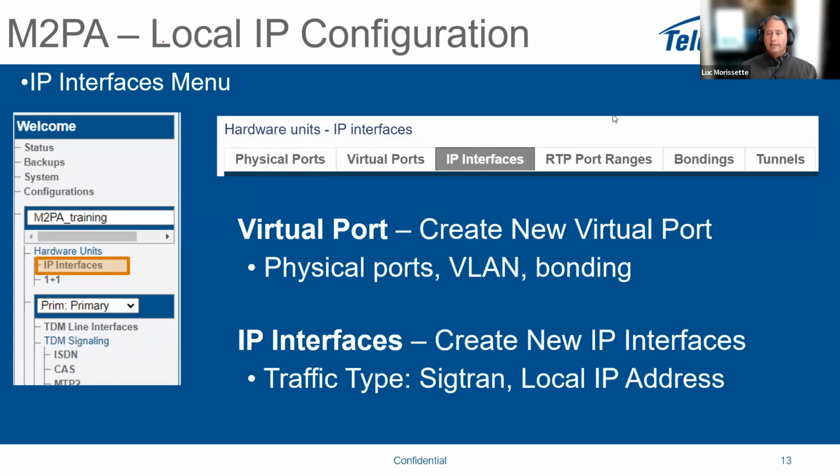Now we're already in the configuration of the system. So when you log in initially into the system, you will need to select IP interfaces. This is how you will have your local M2PA IP interface. So there are 2 things you need to configure, the virtual ports and the IP interfaces.